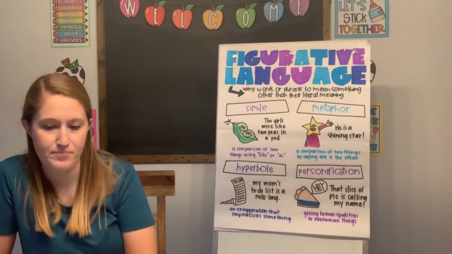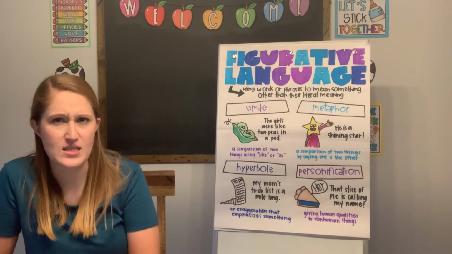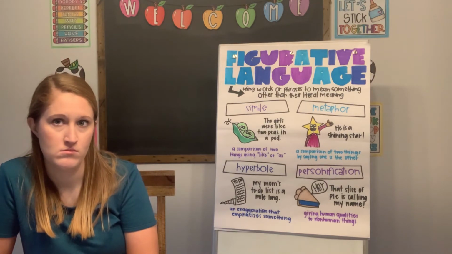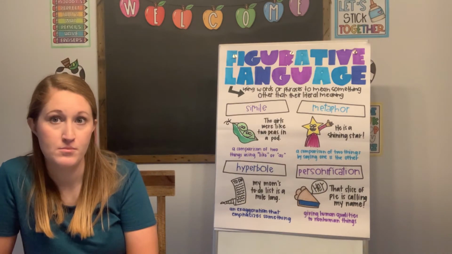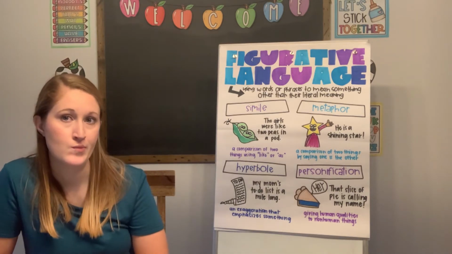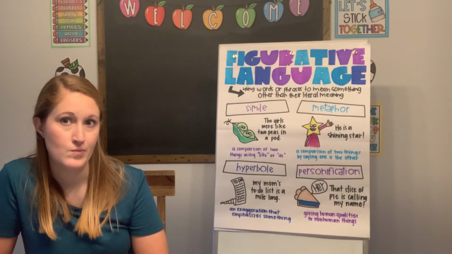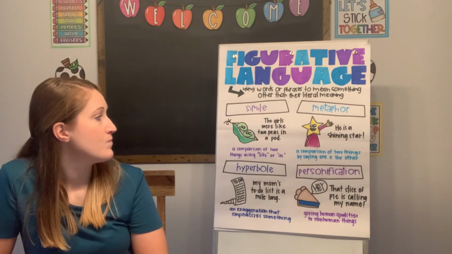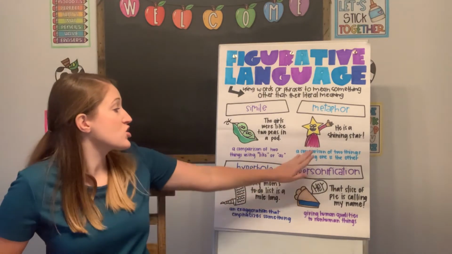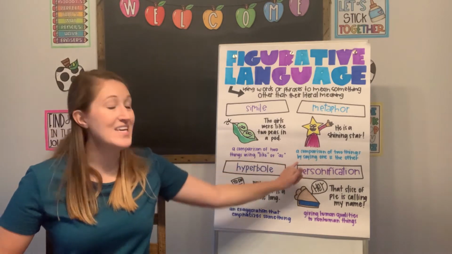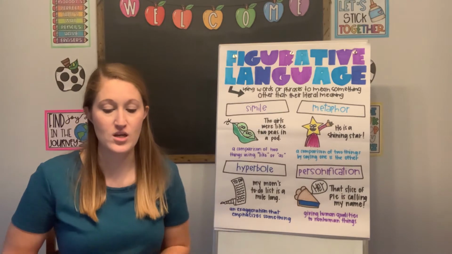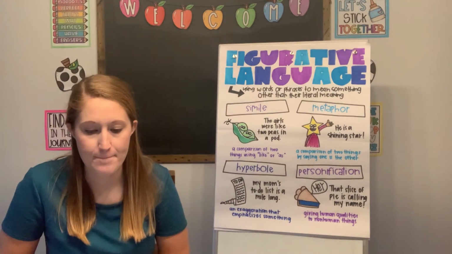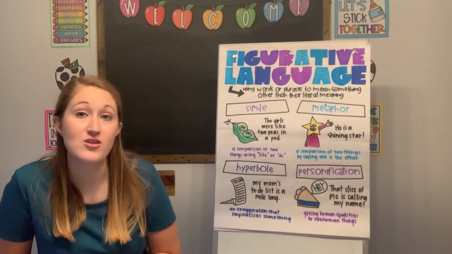All right, next one. My teacher is a monster. What do you think? 1 or 2? Very good. It's 2, right? We're saying that my teacher is a monster, right? She is that other thing. Very good. Next up. You are my sunshine.